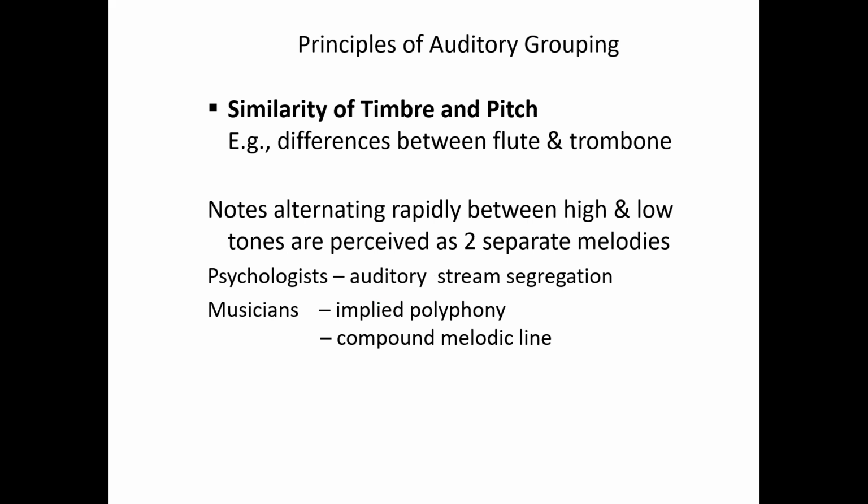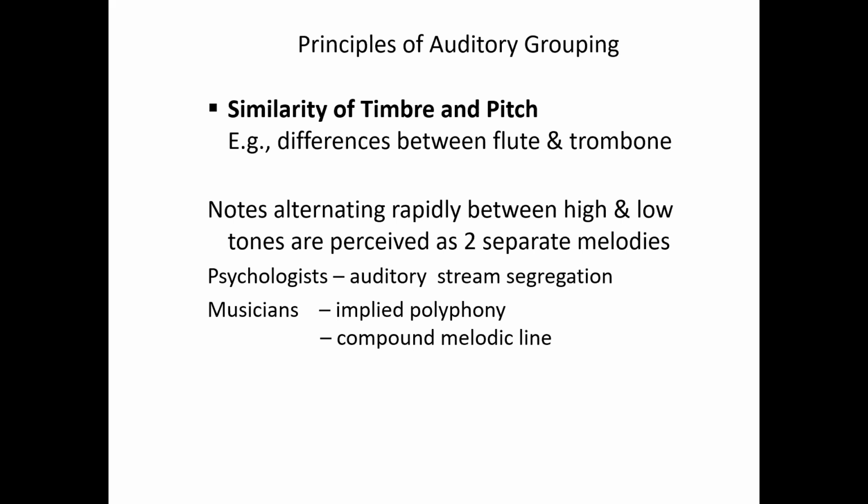We keep things together if they are similar in timbre and pitch, and we can segregate them more easily if they are more dissimilar or more different in timbre and pitch. So your authors bring up the differences between the flute and the trombone, where the timbres are really quite different from each other, and they are in different pitch ranges. And so they're very easy to tell apart.